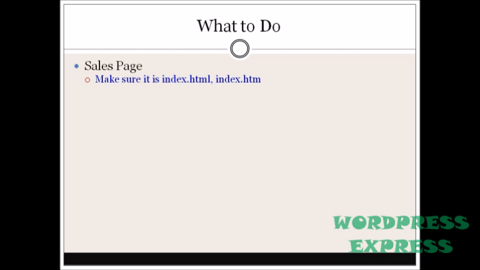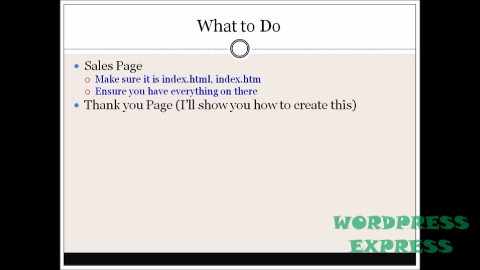So what you need to do is just make sure that the web page is called index.html or index.htm. All this stuff is going to make sense in just a minute when I actually show you how to do it. And you also need to ensure that you have everything on there. And don't worry about the sales button yet. We're going to talk about that later on in that specific video.